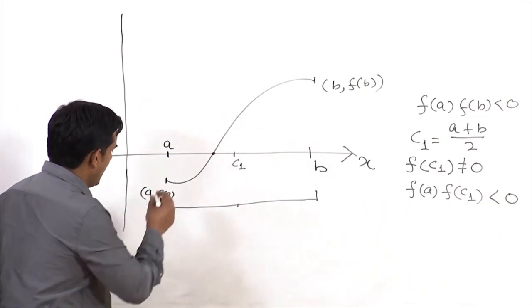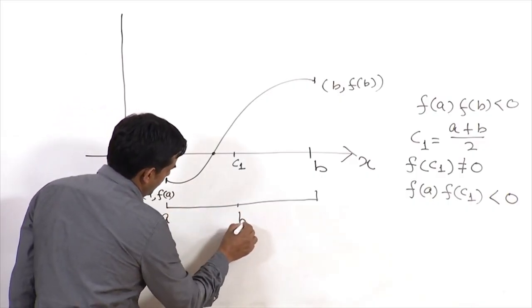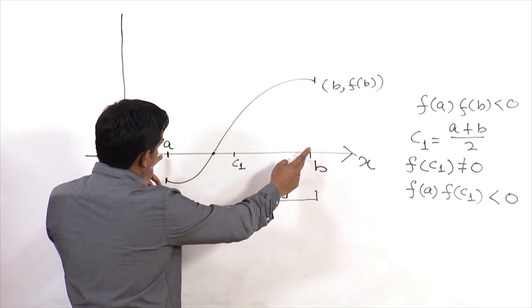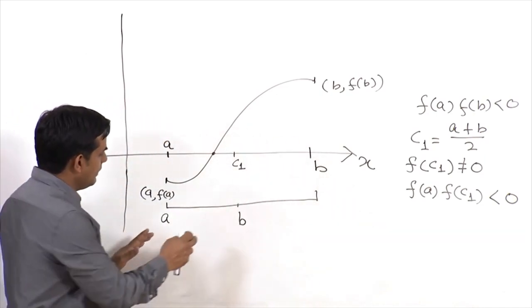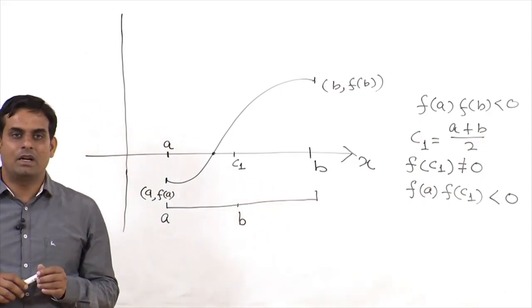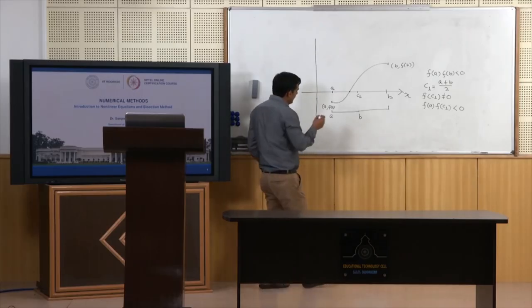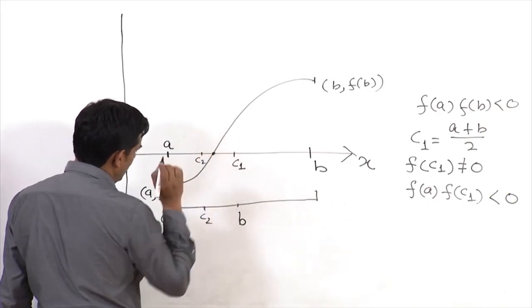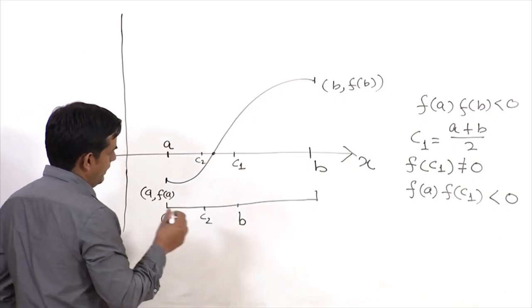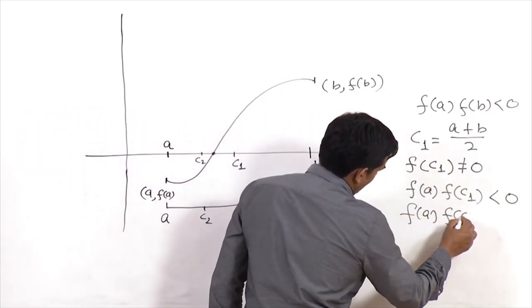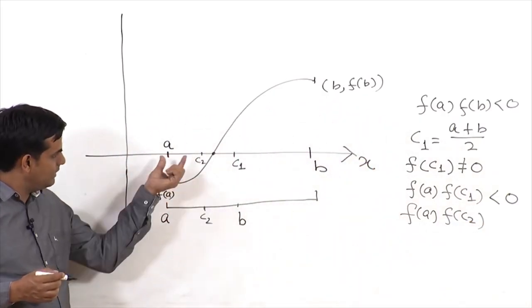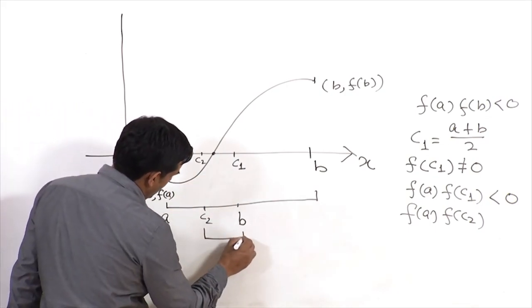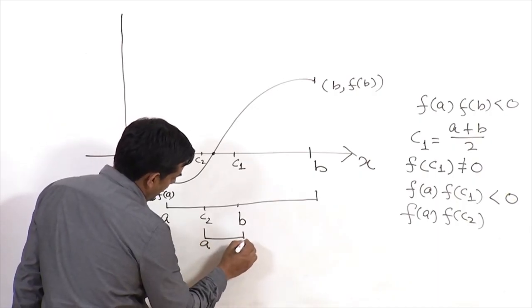So, what will I do? I will update this as a and again this will become b. What will happen in the next iteration is that the length of the interval, which was b minus a, reduces in the first iteration to (b minus a) upon 2. Now again I will find the midpoint of these two. Let us say this one is c2, somewhere here, and again I will check f(a) times f(c2), which is coming positive here. It means the root is in the right half interval, that is in this interval. So I will name it as a and this as b.